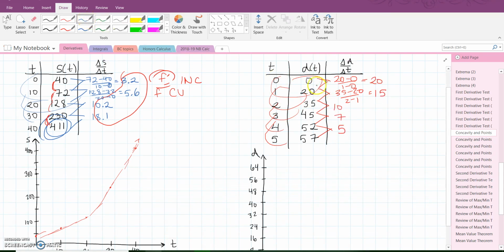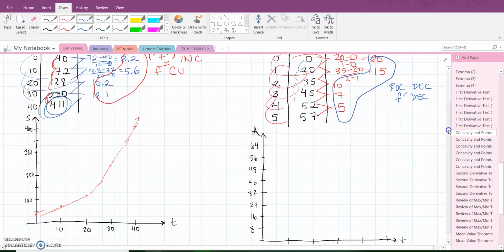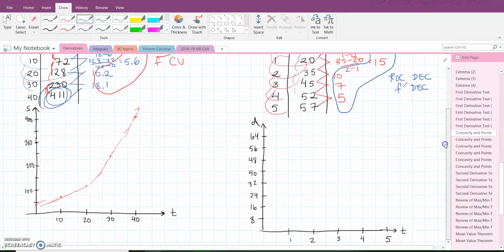In this case, over time, the person's traveling less and less every hour, which makes sense because you're going to get tired on a bike ride. Our rates of change are decreasing, and our fancy calculus word for rate of change is derivative. So our derivatives are decreasing, and I'm going to go ahead and plot this. Go plot it as well on your paper, and we'll see what the graph looks like.